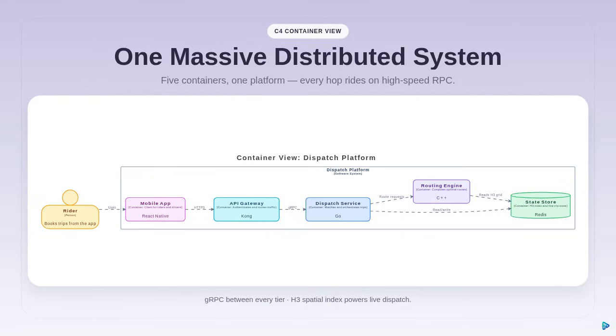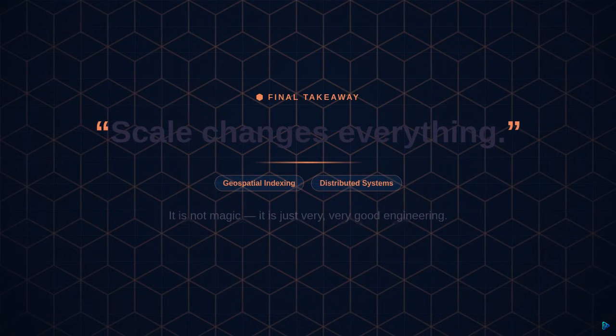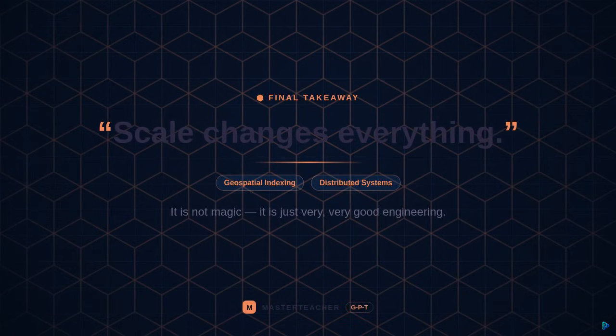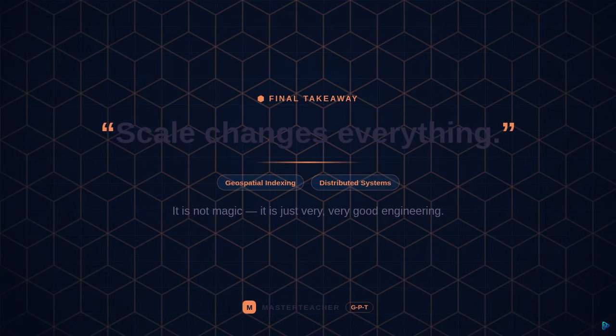So the next time you open the app and see those little cars moving on the map, remember, you are looking at a masterclass in geospatial indexing and distributed systems. It is not magic. It is just very, very good engineering.